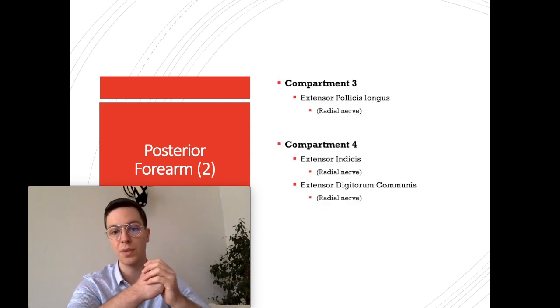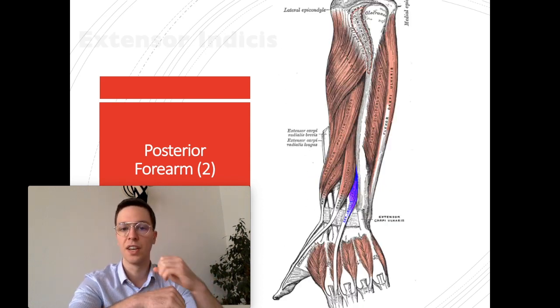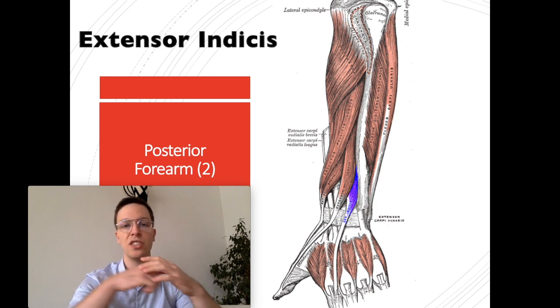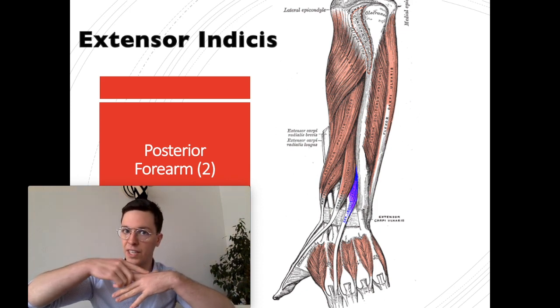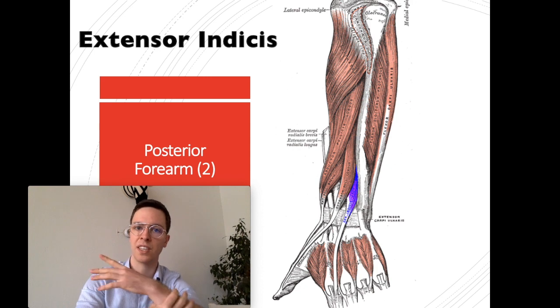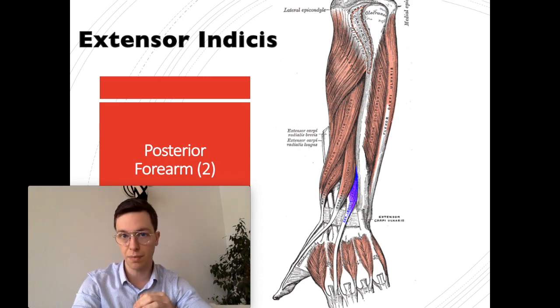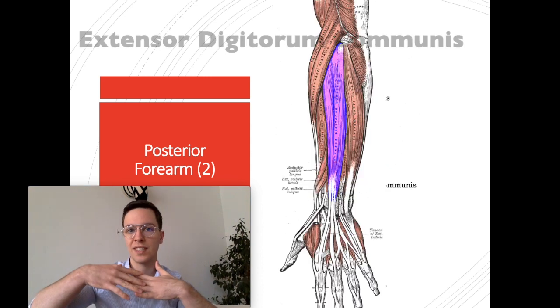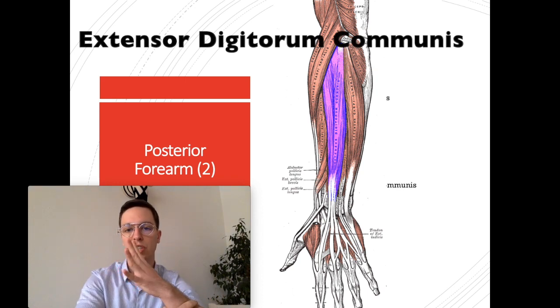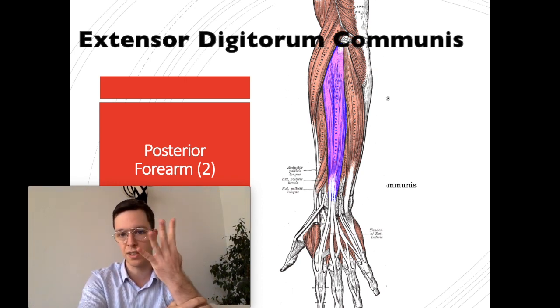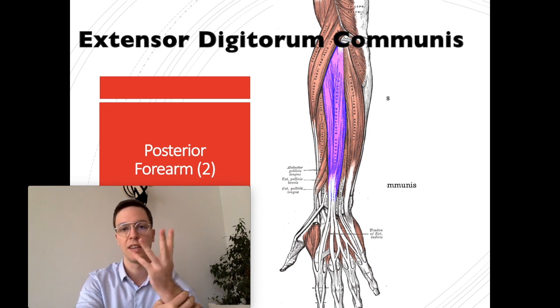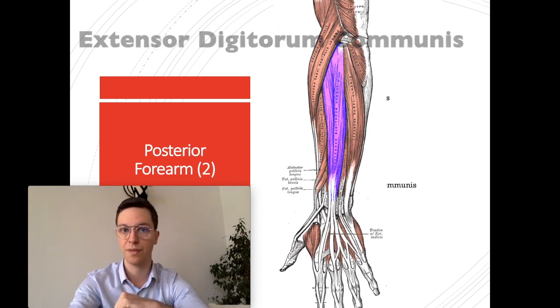Then the fourth compartment is made up by 5 muscles. The first one is the Extensor Indicis, which goes to your index finger and helps you to extend your index finger as well as your wrist, innervated by the radial nerve. And then you have 4 Extensor Digitorum Communis, which helps you to extend those 4 fingers as well as a little bit of your hand. Again, innervated by the radial nerve.